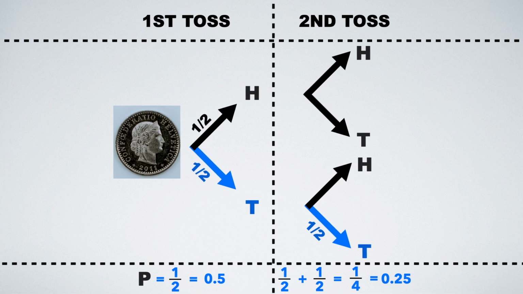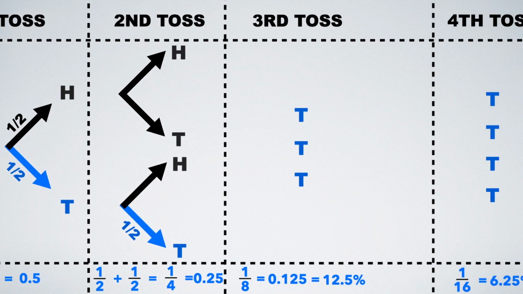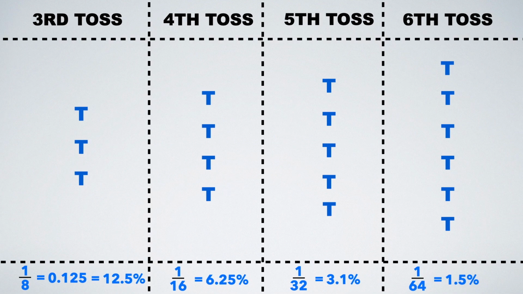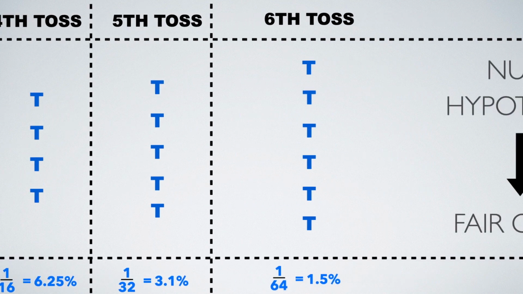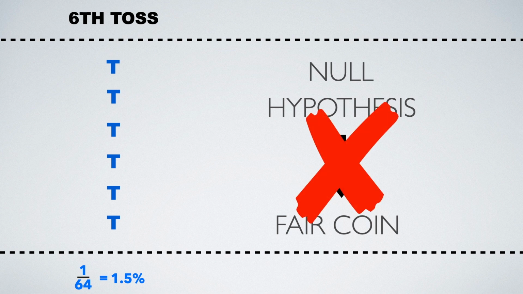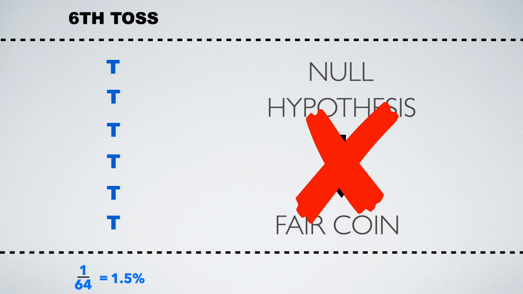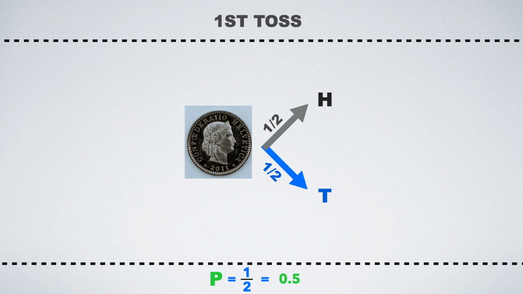However, three tails in a row starts to feel strange, and we start to doubt whether the coin is actually fair. And if you get six tails in a row, despite only 1.5% probability to get them, the null hypothesis that this coin is fair would seem ridiculous, and you'll reject it because it's simply too unlikely to happen randomly or by chance. Wait a second, let's get back and see what we just did.